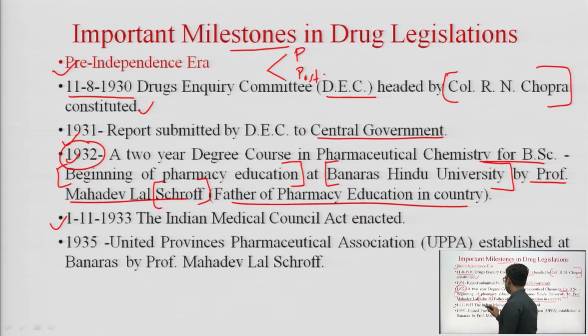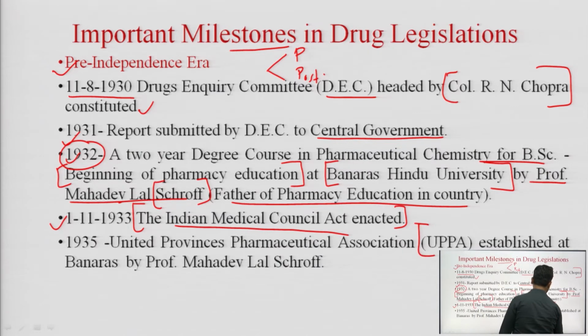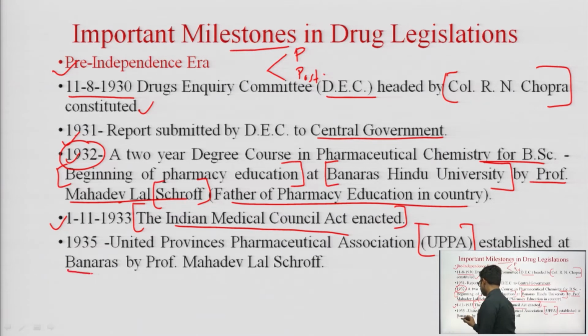In 1933, the Indian Medical Council Act was enacted. So the Medical Council Act was also made at this time. In 1935, the United Provinces Pharmaceutical Association (UPPA) was established at Banaras, the BHU, and the person behind it was Professor Mahadev Lal Shroff.